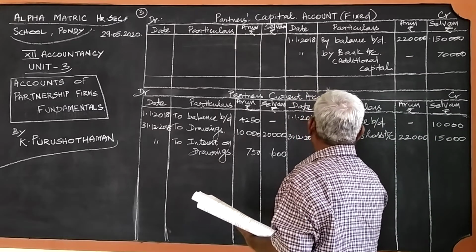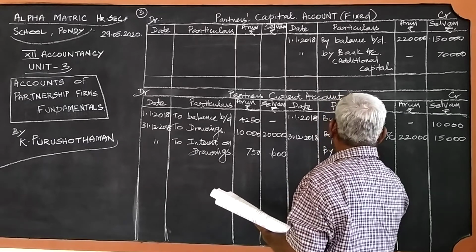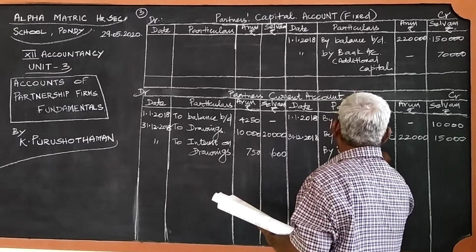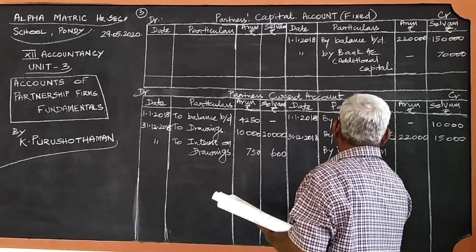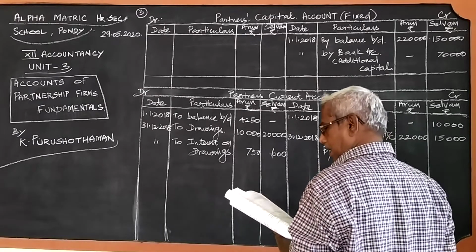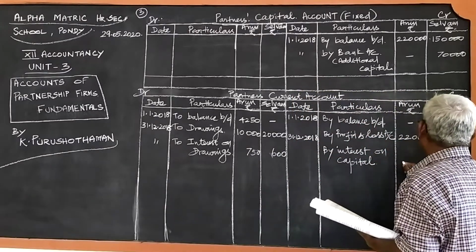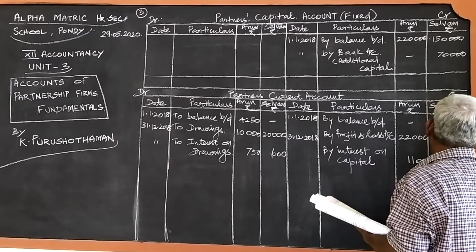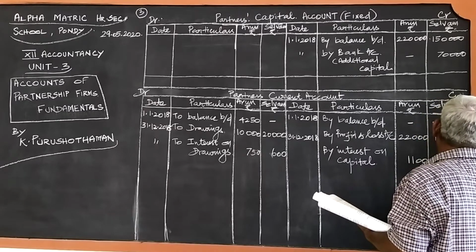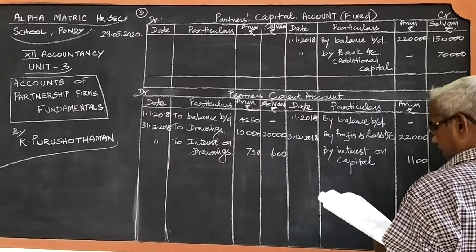This is also an income to the partners, by interest on capital 1,100 and 750.